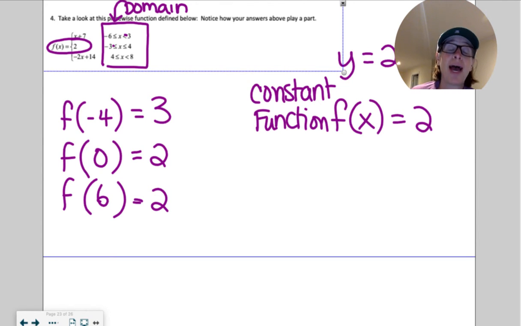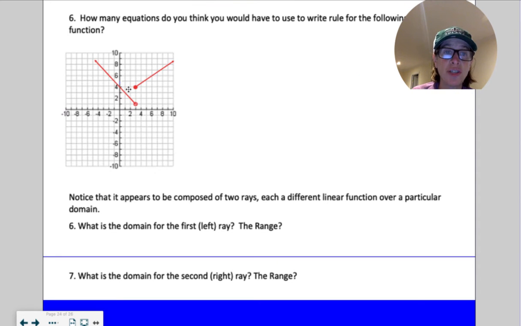Today, I'm going to show you how to graph a piecewise function. Okay, so first, when we look at it, I want to think about how many equations I think I'm going to have to write the rule. So in this case, I can see that I have two little pieces. It looks like two pieces of lines. So I'm going to have two rules or two equations in my piecewise function.